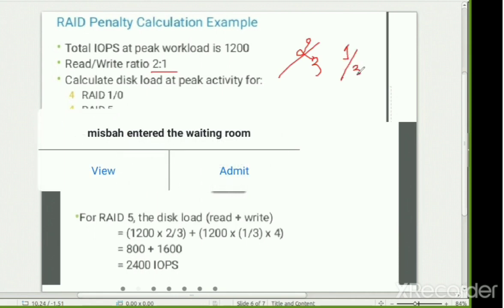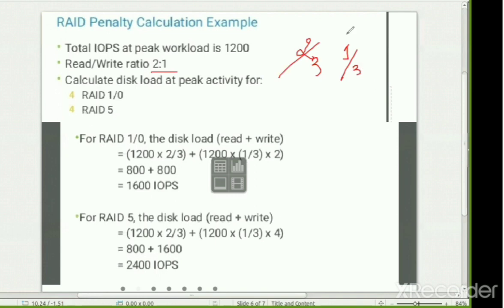So out of the total operations, we are going to perform 2 divided by 3 and 1 divided by 3. So what is the total workload he is giving us? It is 1200. Okay, so we need to calculate this disk load for RAID 10 and RAID 5. For your read operations you don't have any penalty, it only comes when we go for the write operation. So there you come across the penalties.